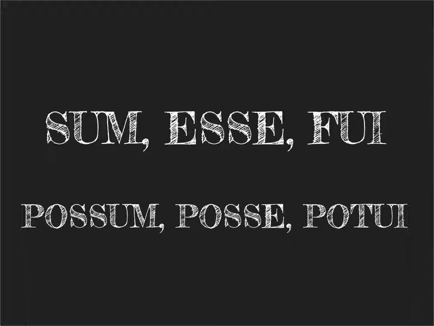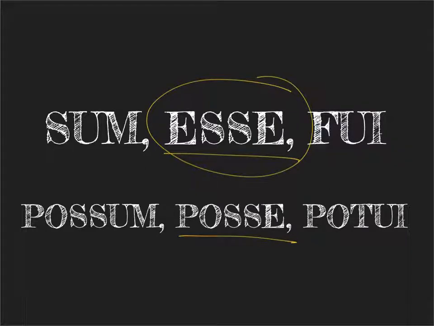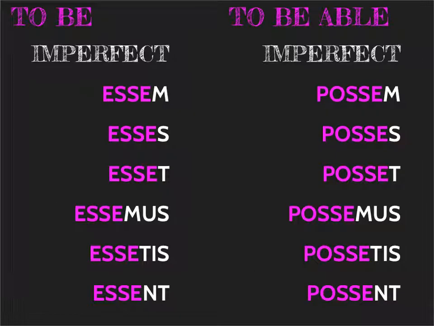I'm showing you these principal parts again because I want you to pay close attention to the infinitives, because we know that the rule for the imperfect subjunctive is that you write down the infinitive and you add the personal endings, m, s, t, mus, tis, nt, and for to be and to be able, there is no difference. So if you've got the infinitives memorized, you can follow the regular imperfect subjunctive rules and you're set.